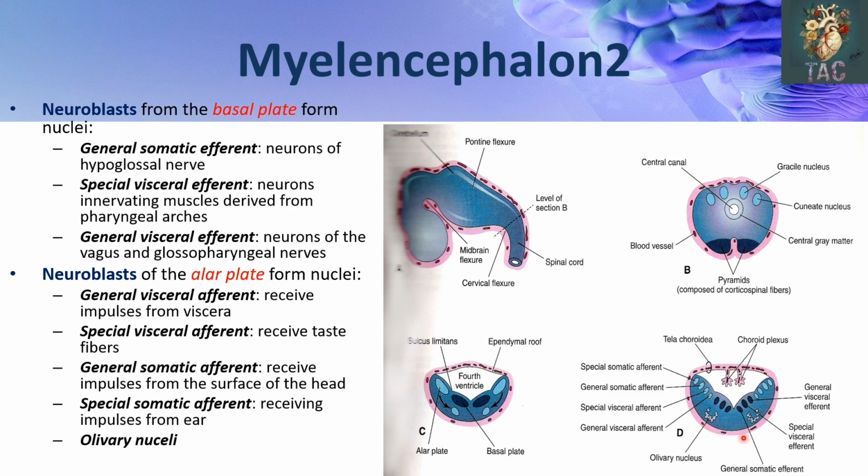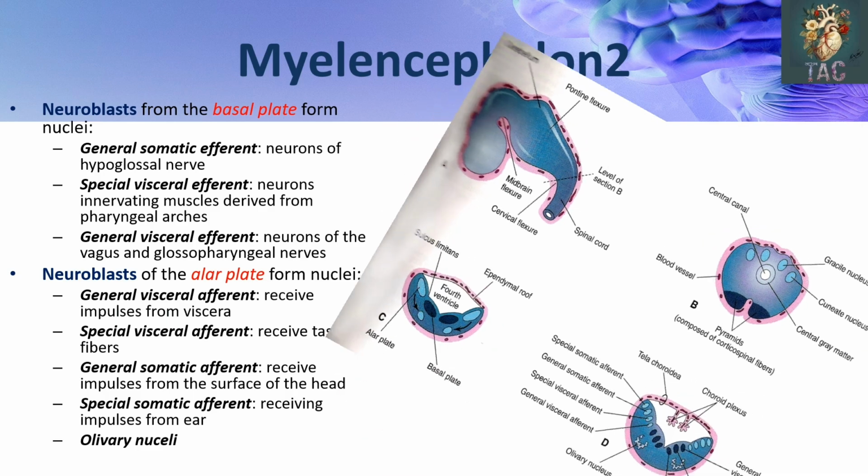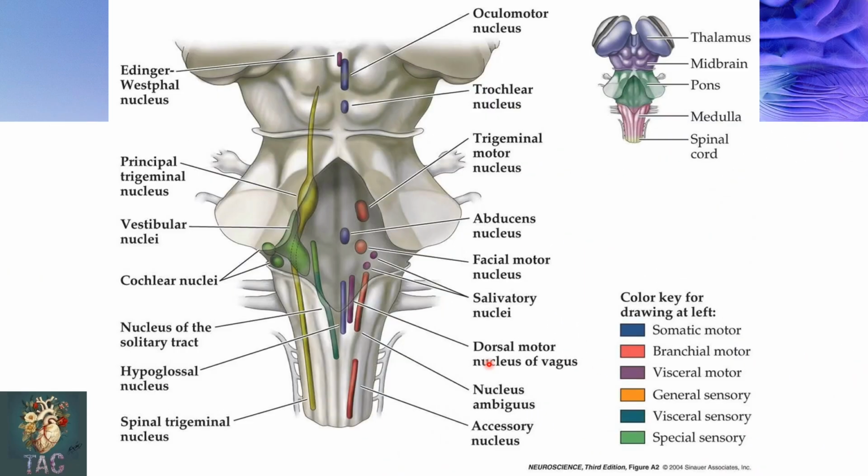So again I repeat, first the most medial is the general somatic efferent, then the special visceral efferent, then the general visceral efferent. Next to the general visceral efferent is the general visceral afferent group, and after that the special visceral afferent group, then the general somatic afferent and the special somatic afferent. So this is the diagram, a cross section and longitudinal section from the adult brain, just to have a look and to understand the different nuclei and their derivatives in the adult brain.